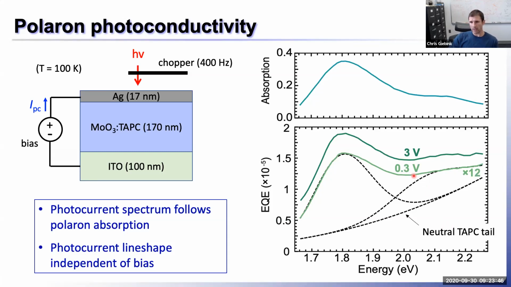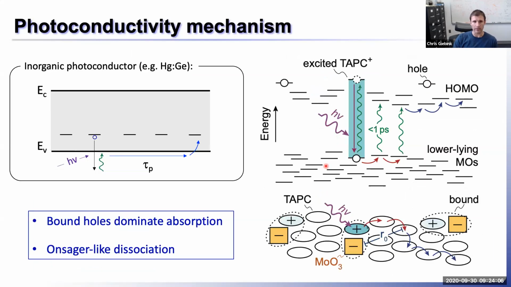But the thing that I'll point out is that the line shape, maybe not surprisingly, is independent of the bias. The magnitude, of course, goes up a lot when we increase the bias and we extract the charge more efficiently, but the line shape doesn't change. The reason that I emphasize that is because that's not what happens in a microcavity. I'll get to that in a moment, but it's maybe not obvious what the photoconductivity is associated with when you excite a polaron to begin with.